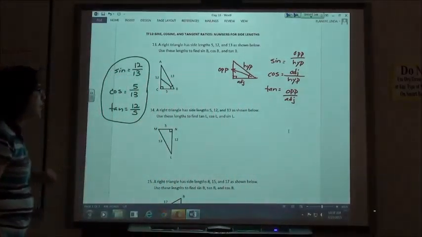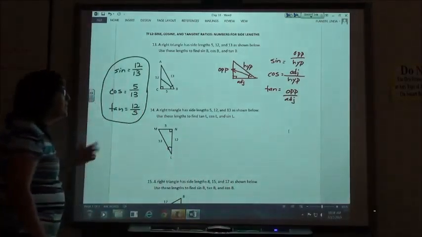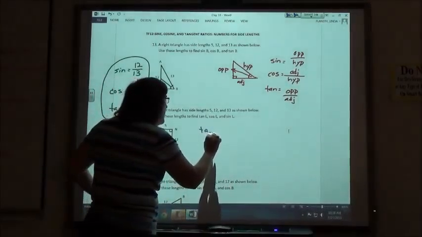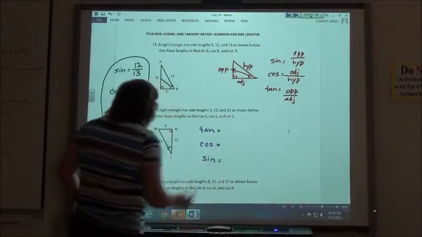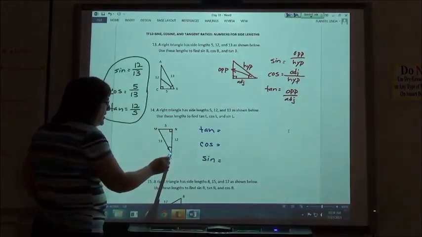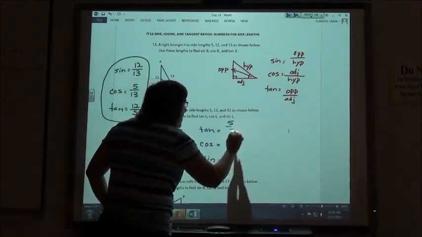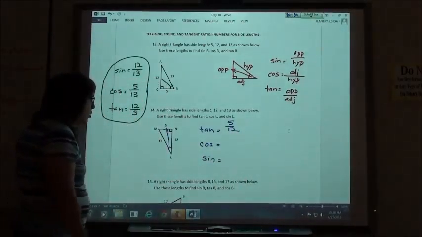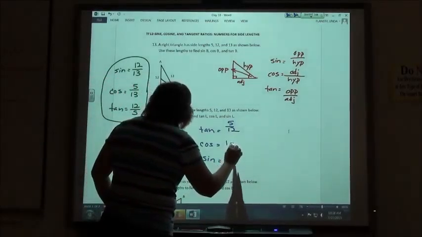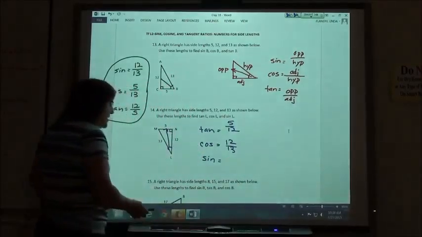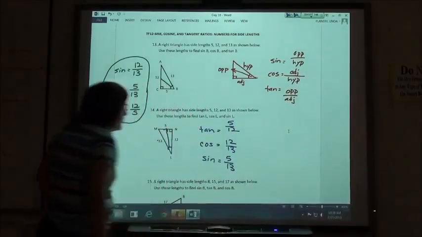So again, we have our right triangle. They've got it all turned around, but this is the angle that they're going to look for, and they switched it around. They're going to have you do the tangent first, the cosine, and then the sine. So my tangent is my opposite side over my adjacent side, so 5 over 12. My cosine is going to be my adjacent side over my hypotenuse, so 12 over 13. My sine, opposite over hypotenuse, 5 over 13.